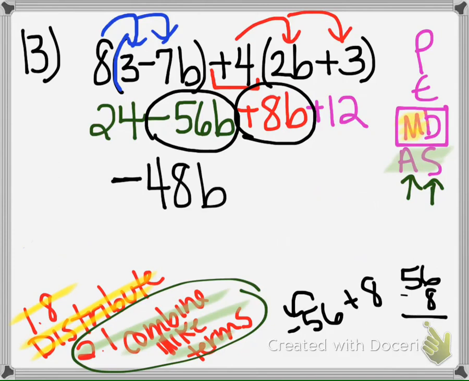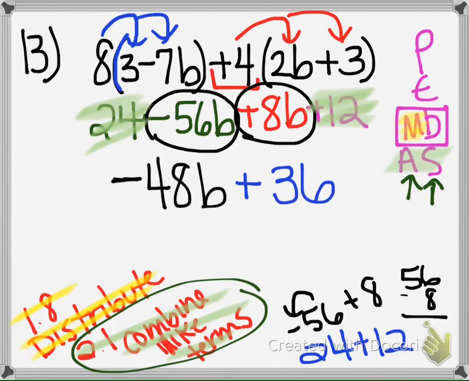And then we can combine the positive 12 with the 24 and solve 24 plus 12 is positive 36. Since the 24 is bigger, we look in front of it and we know it's plus 36.